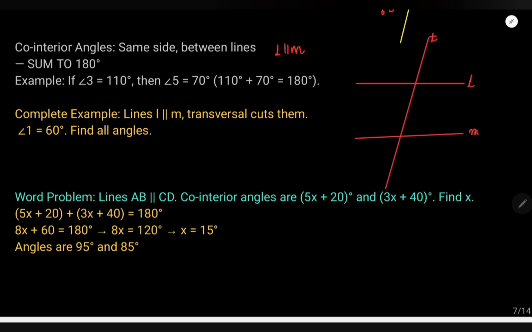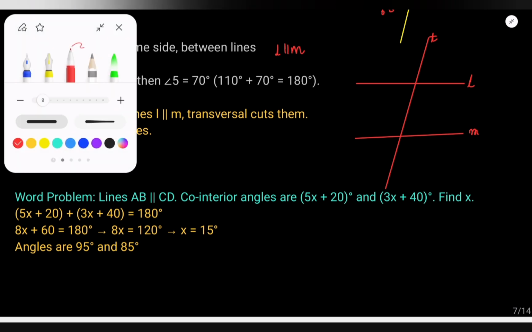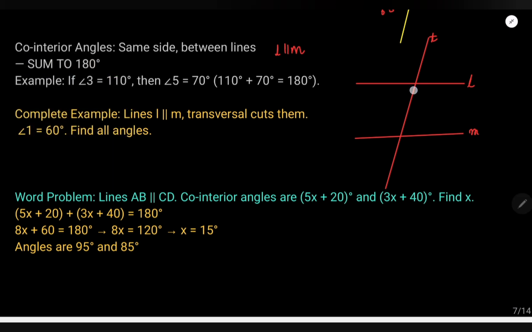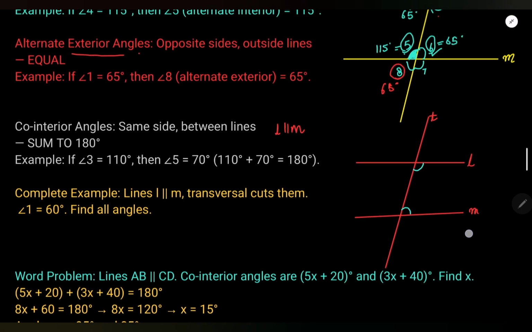Okay. So what are co-interior angles? They were alternate. Alternate means opposite side. Now we are saying co-interior. Co-interior means this angle and this angle. They are co-interior, and their sum is always what? 180 degrees.